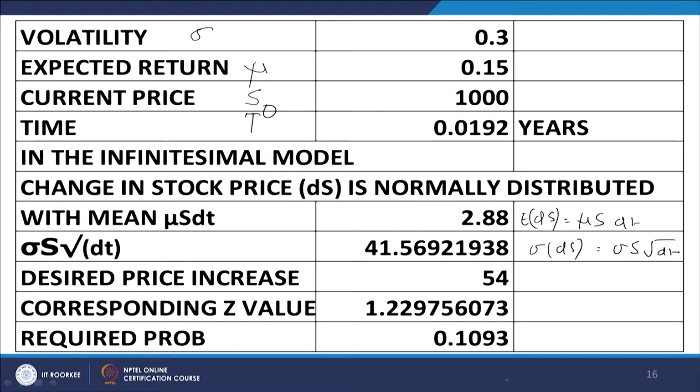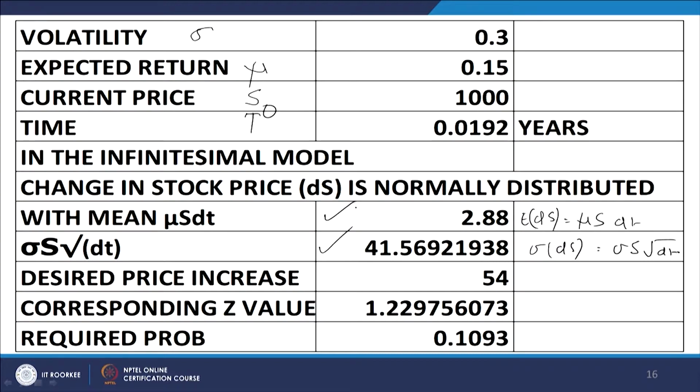So, mean is mu S dt, which is given as this, and sigma S under root dt works out to be this figure. All the figures are there: sigma is 1000, S is 1000, dt is 0.012 and sigma is equal to 30%. So, everything is available with us and therefore, we get the mean and variance, or mean and standard deviation, of the stock price using the infinitesimal model as these two quantities. This is the mean and this is the standard deviation.